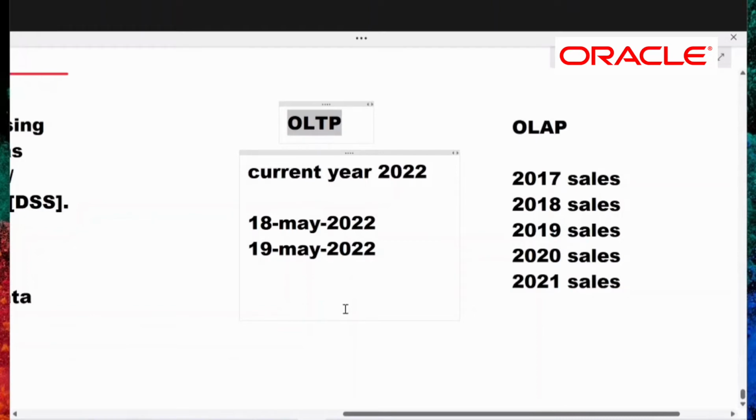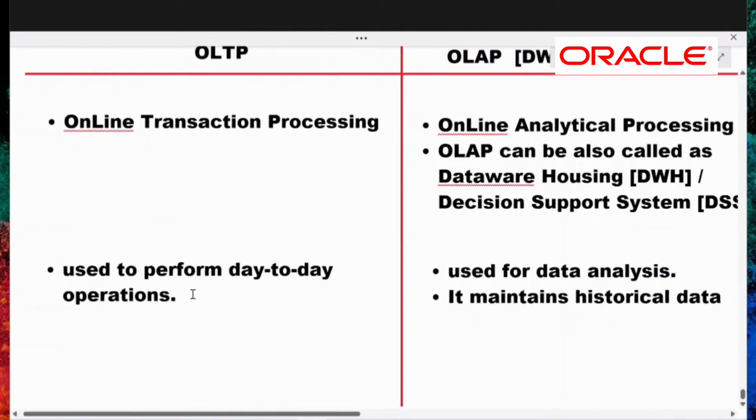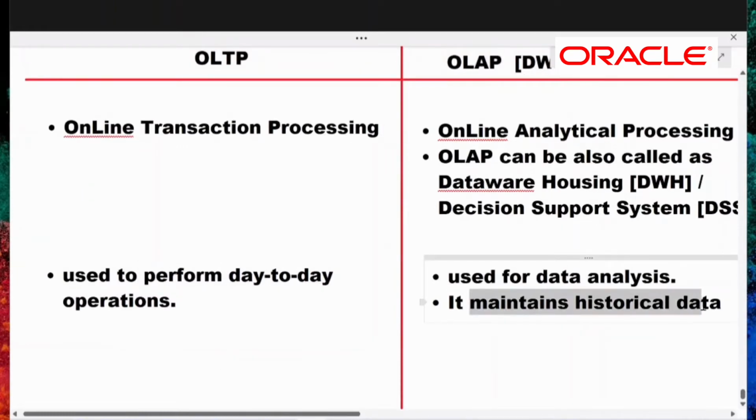Okay. So if current year data is maintained, we call that the OLTP. If historical data is maintained, we call that the OLAP. So in the OLTP, we maintain recent data. In the OLAP, we maintain historical data.